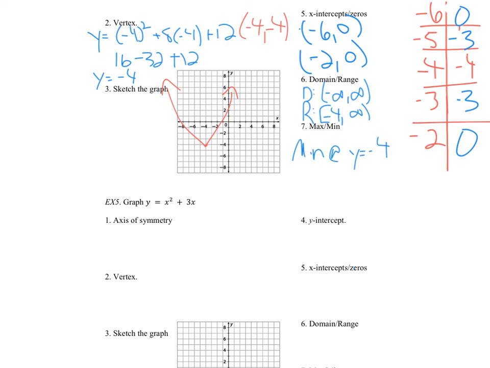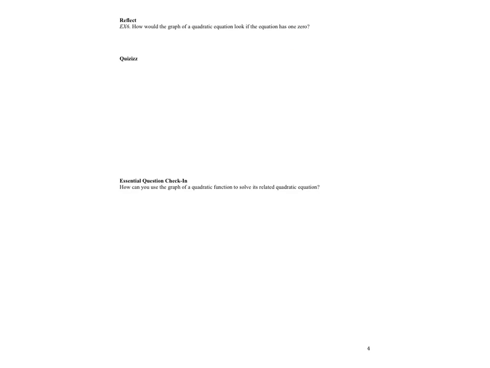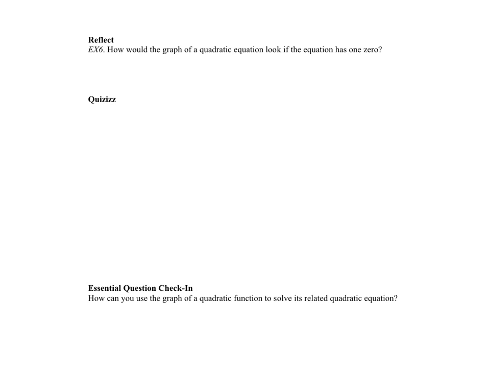Okay, for number 5, go ahead and try that one on your own. We'll discuss that in class. And then a reflect question, how would the graph of a quadratic equation look if the equation has 1, 0, so answer that. We'll discuss that in class. Do your quizzes and then your essential question. And we'll do our homework when we come into class.